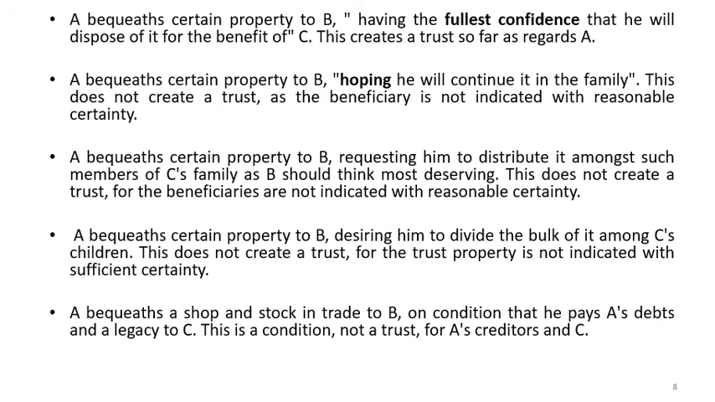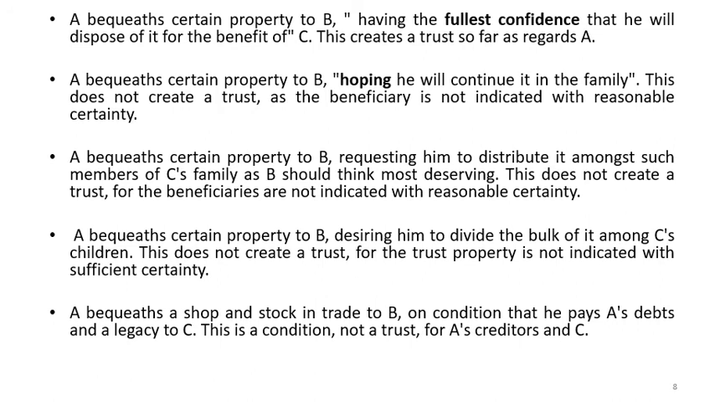Then go to illustration 3. A bequeaths certain property to B, requesting, again precatory words, requesting him to distribute it among such members of C's family as he should think most deserving. Now again there is a problem. Again apply section 6. To some extent we can say there's an intention to create the trust, because he is requesting him to distribute it among such members. Those words put together, interpreted, show an intention. Then the property is clear, ABC is certain property, and the trustee is clear.